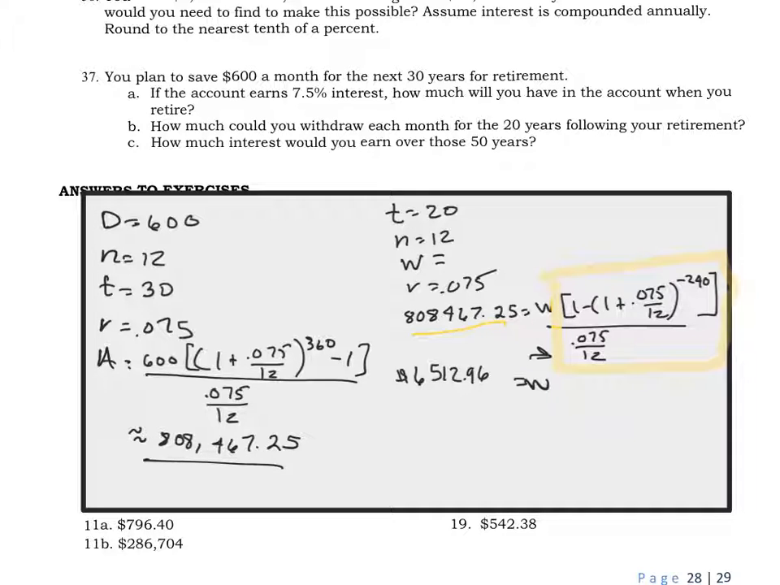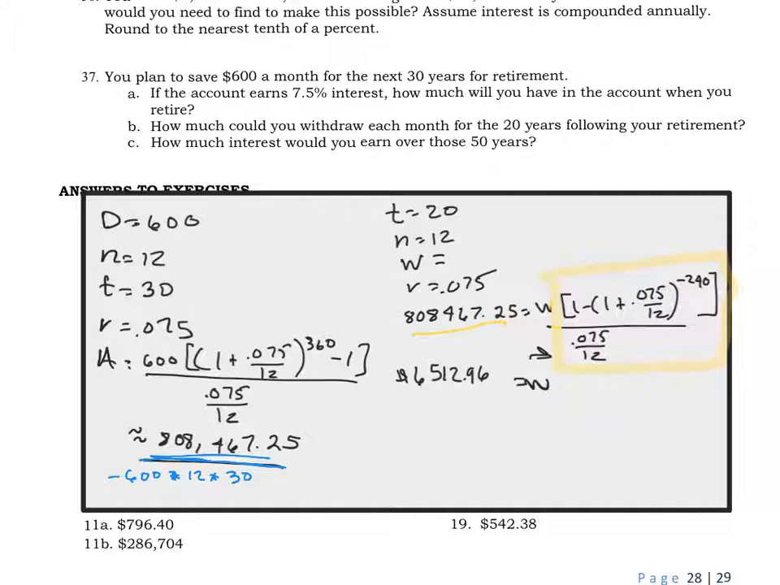Okay, so let's figure out for part C, when they're asking us how much interest we could earn over those 50 years. Let's figure out how much interest we earned in our savings annuity. So this is how much we ended up with right here. And let's subtract from that the 600 times 12 times 30. This was all our deposits that we put in. And the difference there is going to give us our interest.